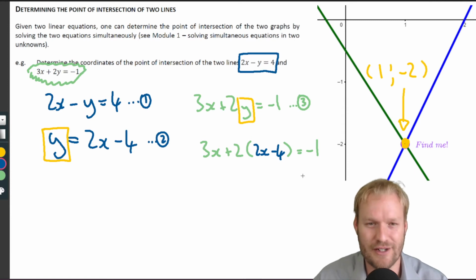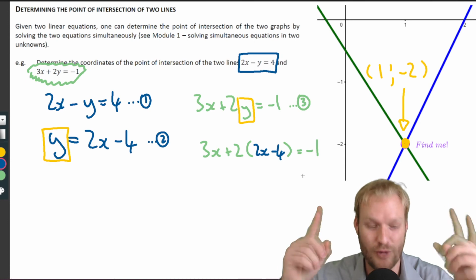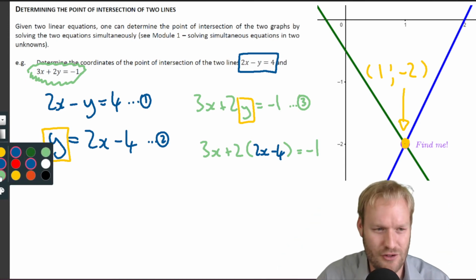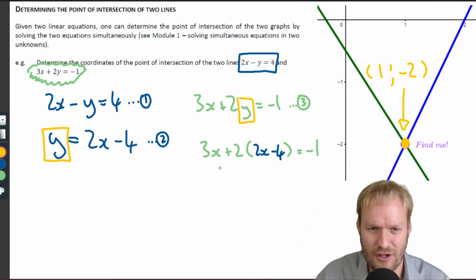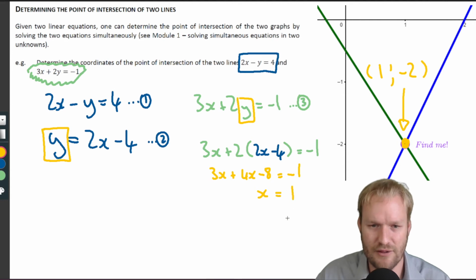Now what we've done is we've turned our two equations with two variables into one equation with one variable. So we can solve this equation over here and go, well, 3x plus 4x minus 8 equals minus 1. 3x plus 4x is 7x, plus 8 on both sides is 7, so x equals 1.